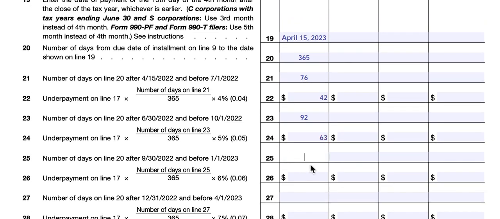We're going to do the same thing over and over for the number of days on line 20 after 12/31/2022 and before April 1st of 2020. Line 25. The number of days on line 20 after September 30th, 2022 and before January 1st, 2023. So that's the entirety of October, November, and December. And again, that would be 92 days. And we're going to now multiply this figure by 6%.